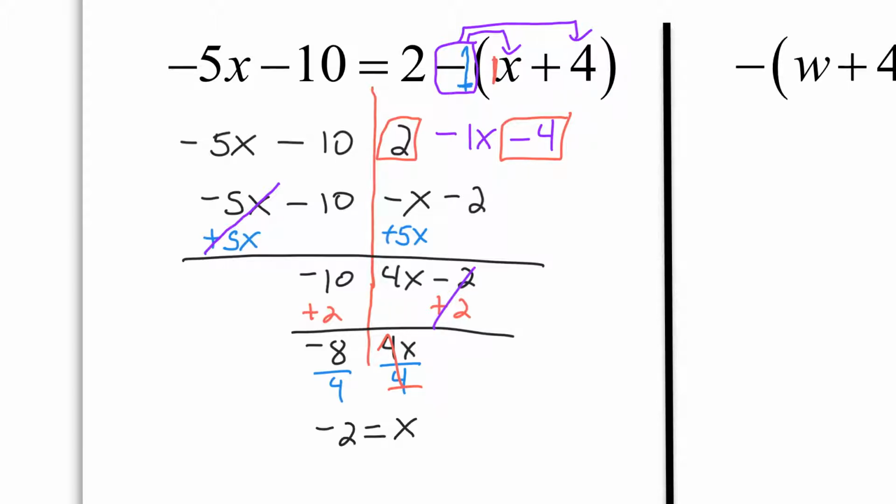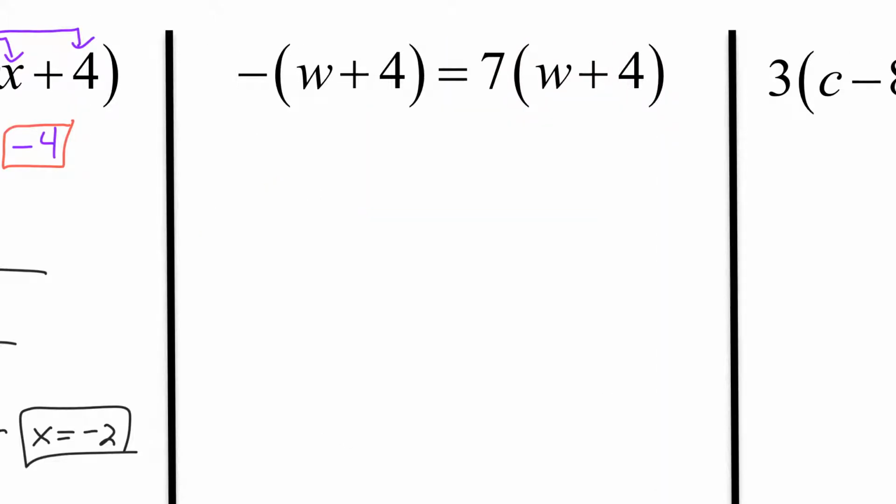Now, there's a property called the symmetric property that tells you that you can actually switch the order of your answer. And it's more common to have the x on the left side of the equal sign when you have your answer. So this negative 2 equals x can be x equals negative 2 as your answer.